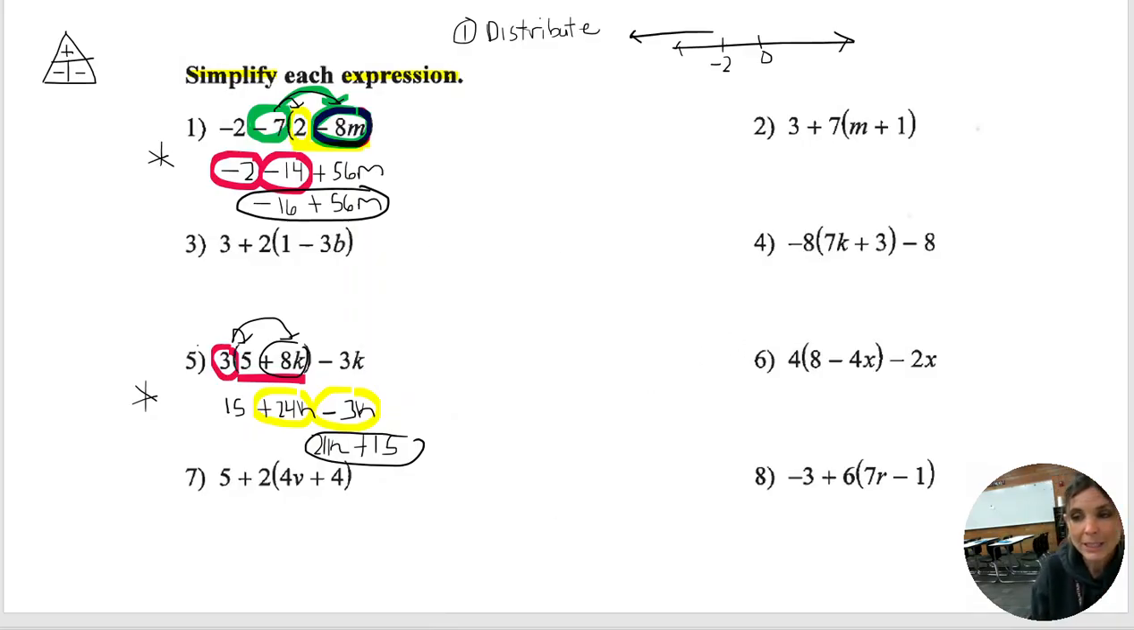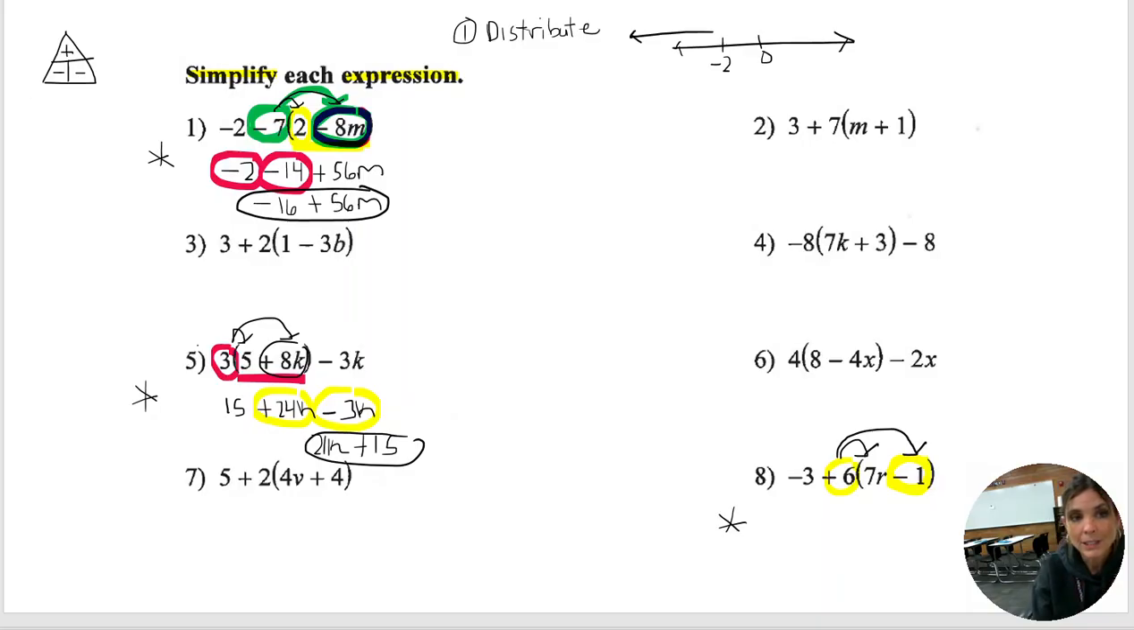Okay. Let's go ahead and look at number 8. So on number 8, we're going to distribute first, then we're going to combine our like terms. Notice that the number that is right next to your parenthesis this time is a positive 6. So that 6 is going to multiply by the positive 7. It's also going to multiply by this negative 1. So one of the things that students often forget is if there's a subtraction sign in front of a term, that term is negative. So this is a negative 1.